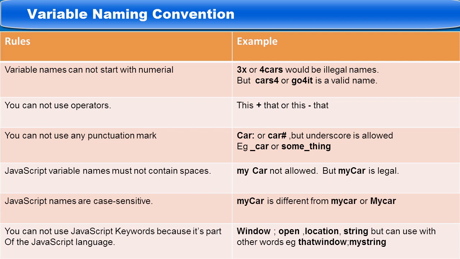Variable names are case sensitive. For example, if you declare a variable called myCar, it's different from a variable called mycar or MyCar. They are all different variations. So when you're declaring variable names, you've got to be careful about the case you use, so that when you want to refer to that variable name, you are referencing the correct variable.